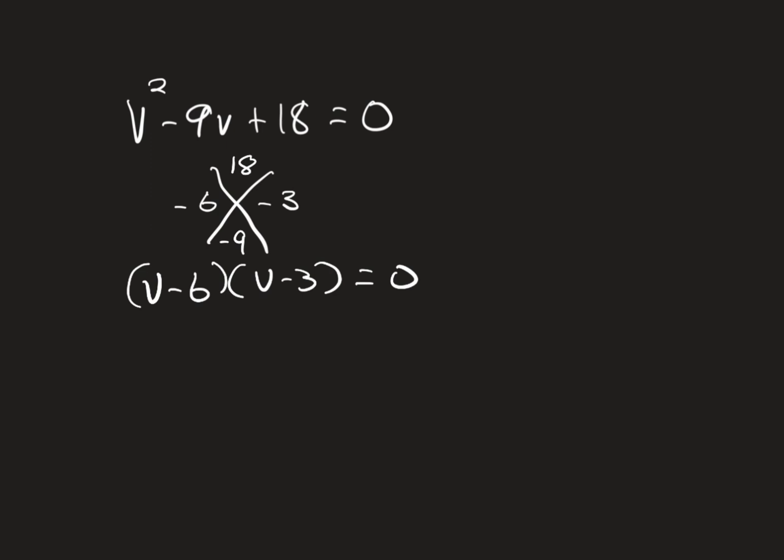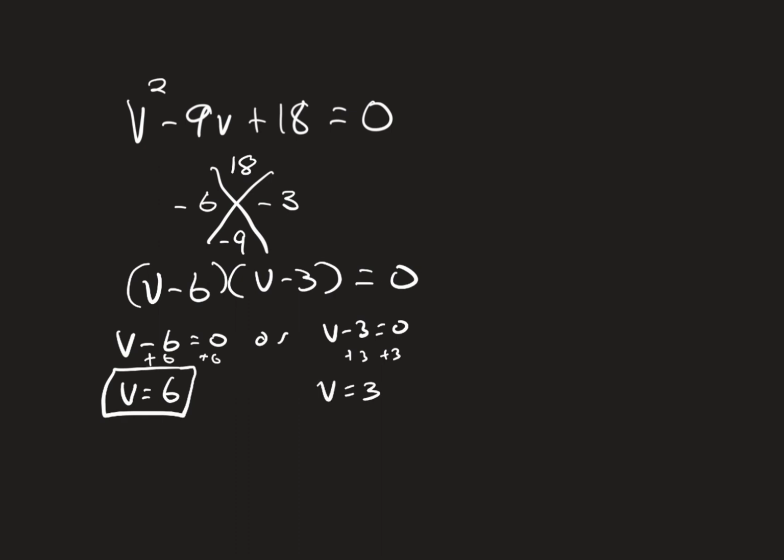So now we finish it. v minus 6 has to equal 0. Add 6 to both sides. I'm not going to show that, you should be able to do that. So v is equal to 6. Okay, I'll show it. Plus 6, plus 6. Or v minus 3 has to equal 0. Add 3. v is equal to 3. And those are your two solutions. Those are the solving of the equation. We call them the zeros.